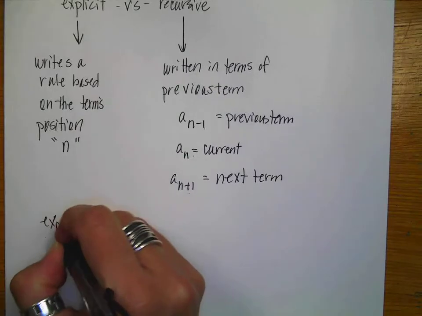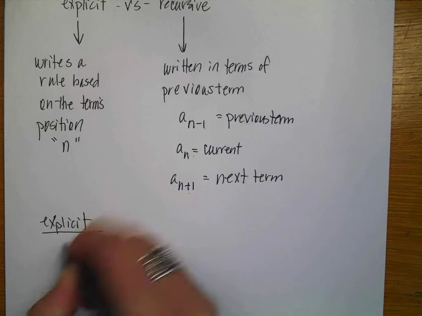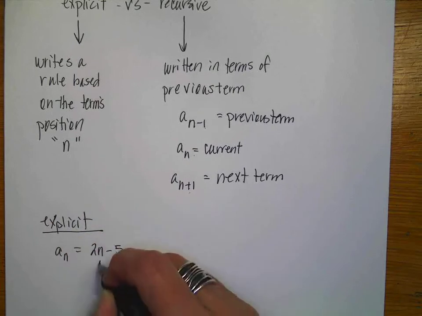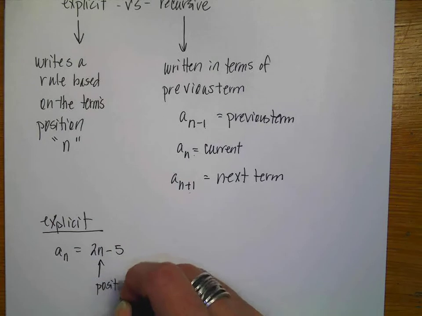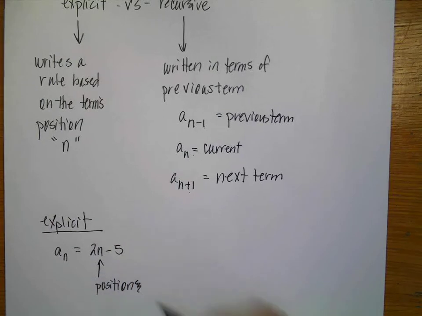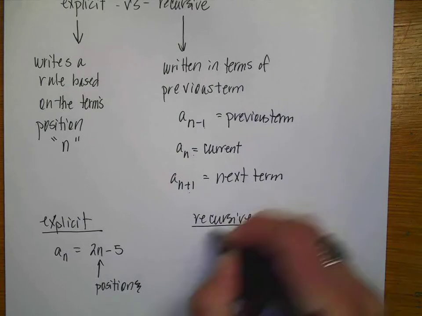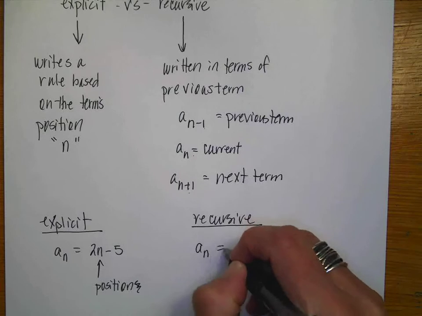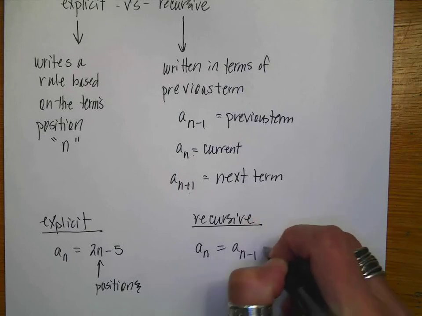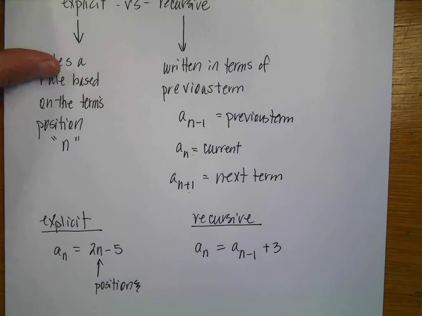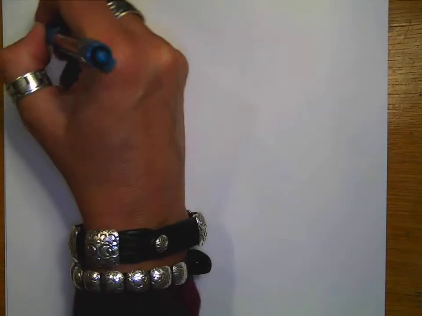So if I wanted to have a formula for explicit, that might look like a sub n is equal to 2n minus 5. And again, remember that n is the number's position, okay? A recursive formula would be a sub n, the current term, is equal to the previous term plus a number, okay? All right, so let's do a couple of examples for this.